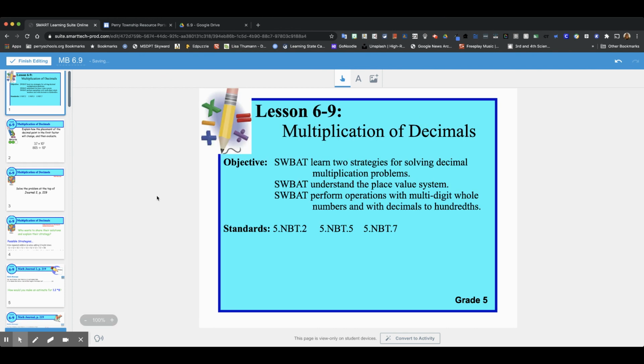Remember, today we talked about 2 strategies for solving decimal multiplication problems. One was using an estimate, and one was using powers of 10. We continued to work on that place value system, and we did perform operations with multi-digit whole numbers and with decimals to the hundredths.